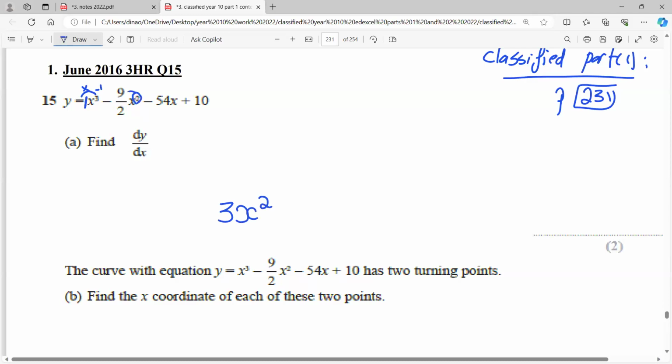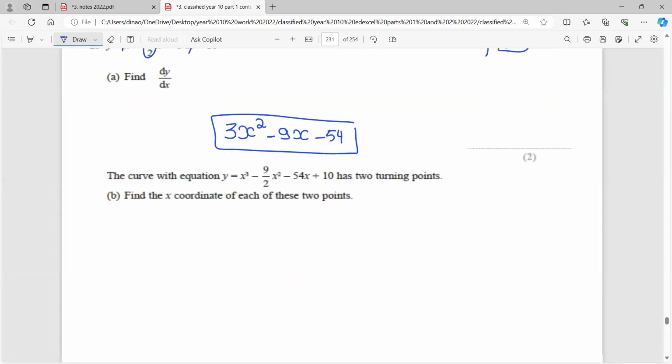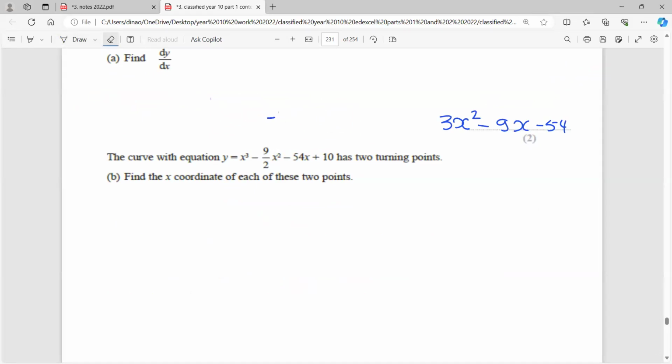Then we bring down the power 2 and subtract 1: 2 times negative 9 over 2 is negative 9, x to the power of 1. We said that when the power of x is 1, your differentiation is just remove the x, and for constant values your differentiation is 0. So this is the differentiation over here, and as you can see it has to be written here: 3x power 2 minus 9x minus 54. Please always remember to write your answer in the space provided. Of course, you've earned all 2 marks.